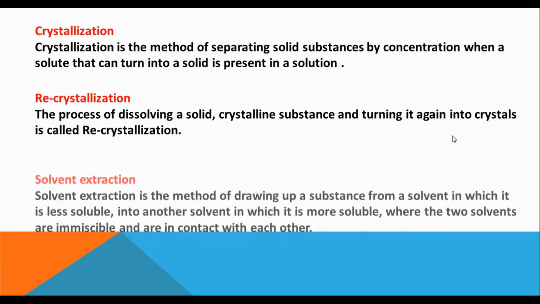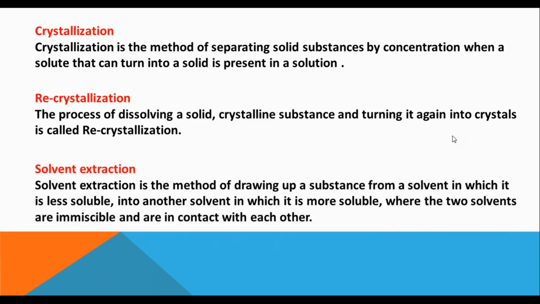Okay. And solvent extraction. Solvent extraction is the method of drawing up a substance from a solvent in which it is less soluble into another solvent in which it is more soluble, where the two solvents are immiscible and are in contact with each other. You can remember the example: iodine, we extract from iodine solution into carbon tetrachloride.